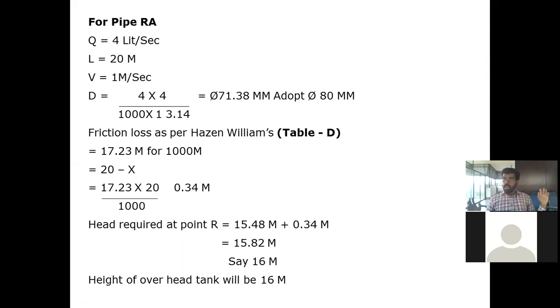the 30 meter long sprinkler end. So in order to get minimum 2 meter at the longest part, the end of the sprinkler, if you need to get the pressure 2 meter head, you have to elevate the overhead tank up to a level of 16 meter. Then only you will be getting that.